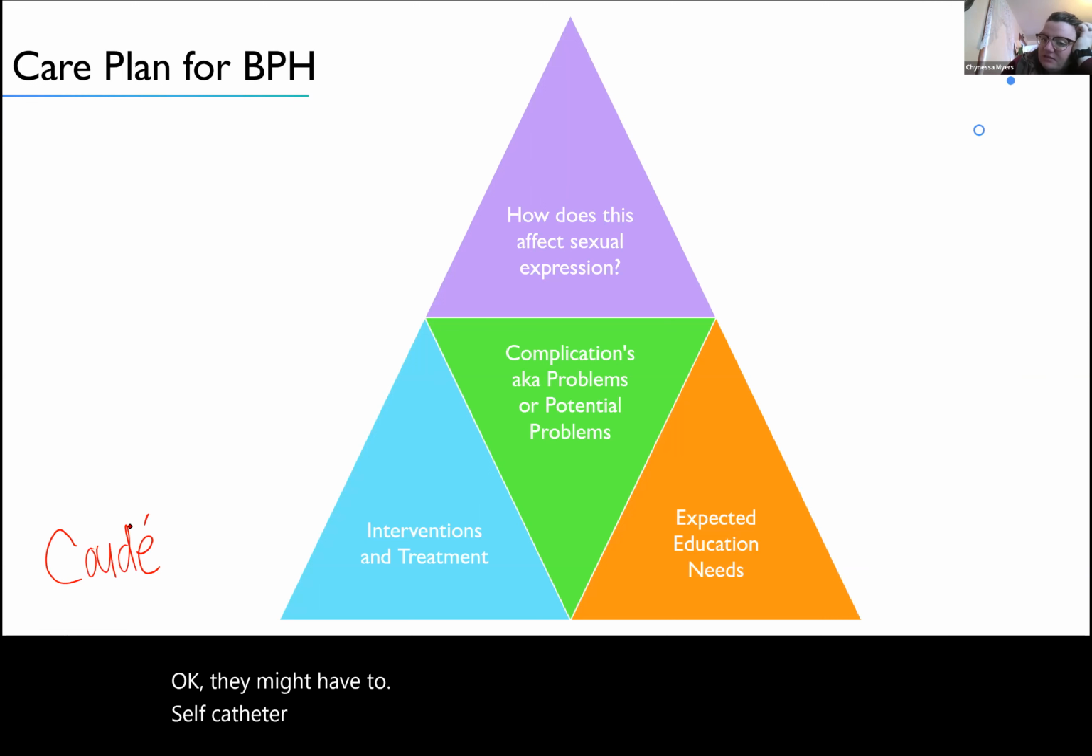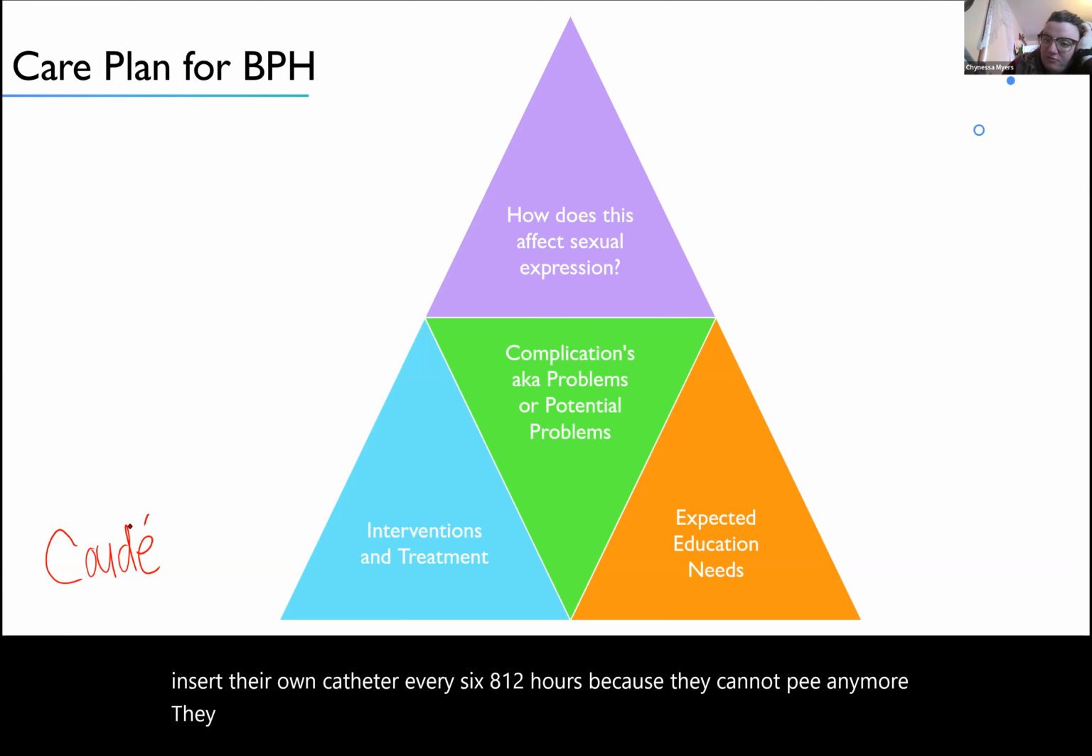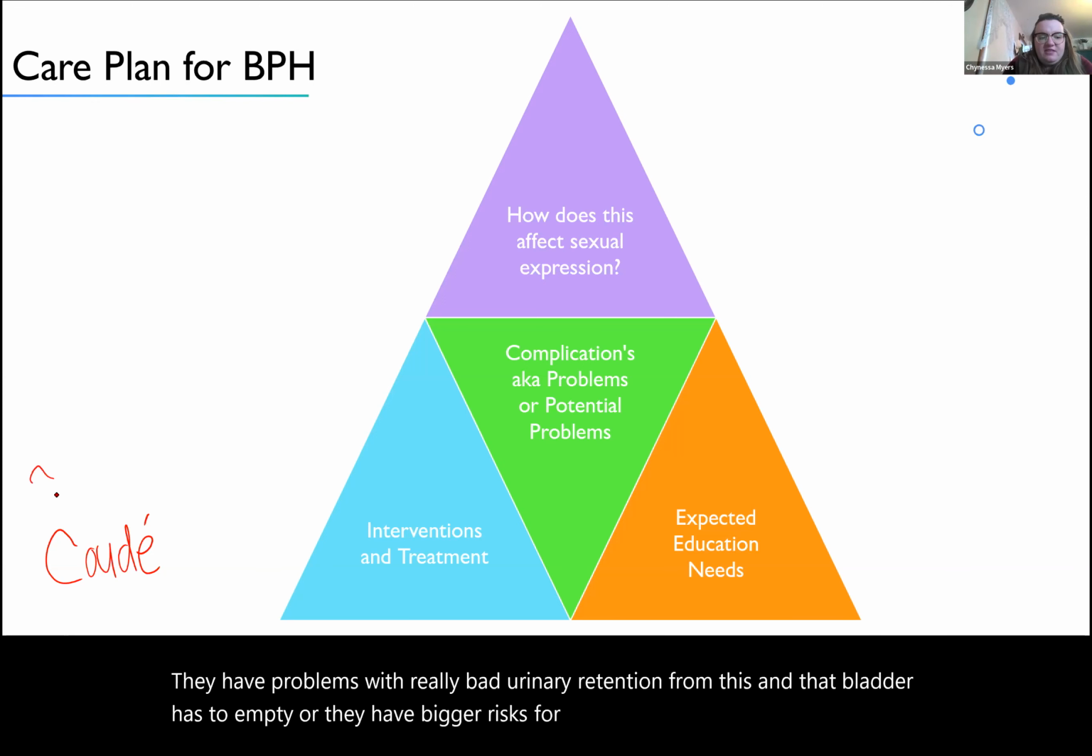They might have to self-catheterize intermittently. So you'll have patients that have BPH. They'll actually insert their own catheter every 6, 8, 12 hours because they cannot pee anymore. They have problems with really bad urinary retention from this, and that bladder has to empty or they have bigger risks for problems. So self-catheterize is one that they'll do.